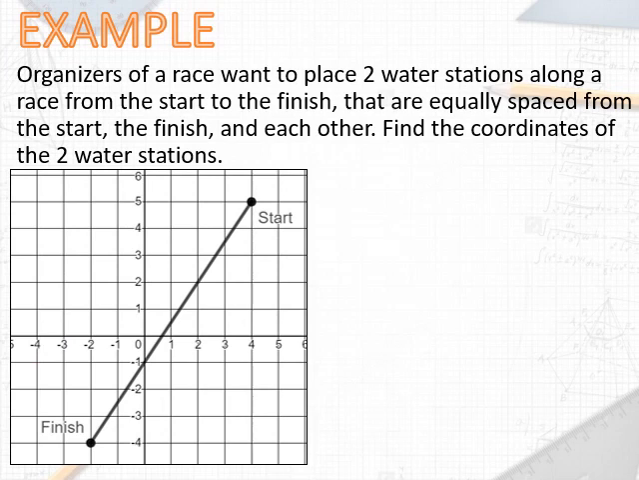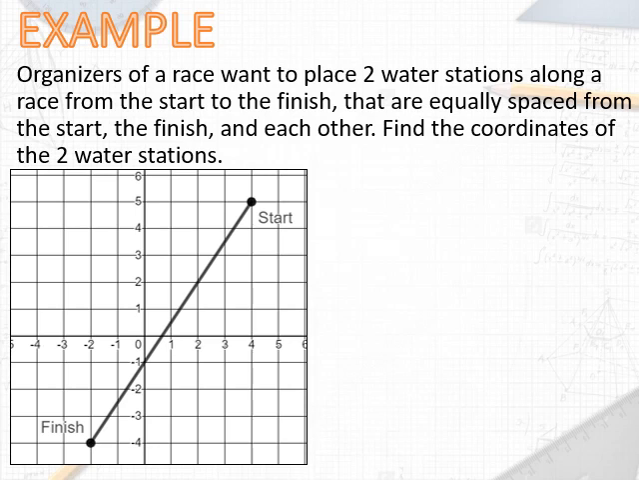Okay, in this one, we've got a race, start to finish, and the organizers of the race want to put 2 water stations during the race. Longer races usually have water stations along the way, just tables with cups of water where people can rehydrate and then keep going. And they want them to be equally spaced from each other, the start and the finish line.